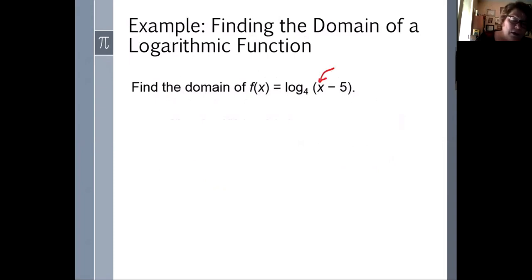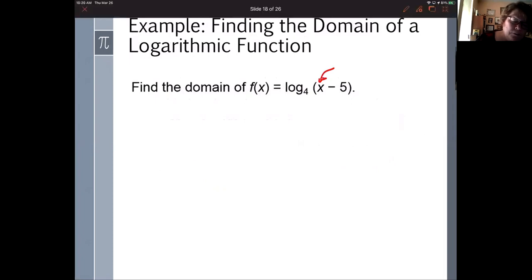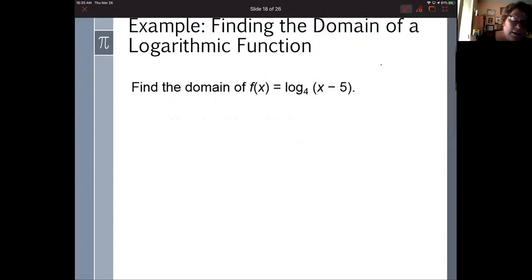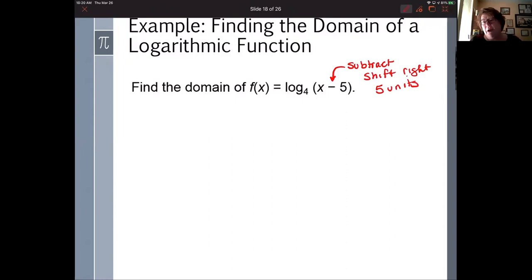Remember, when you subtract a value from your input x, that is a shift to the right. So if you think about this, the entire graph gets shifted to the right 5 units, including the vertical asymptote, including the domain. Everything gets shifted to the right.